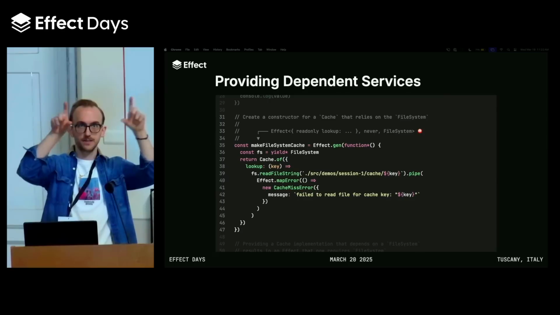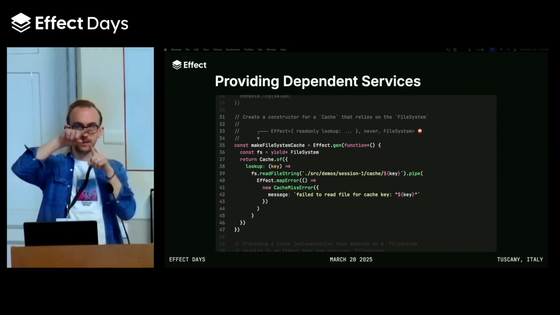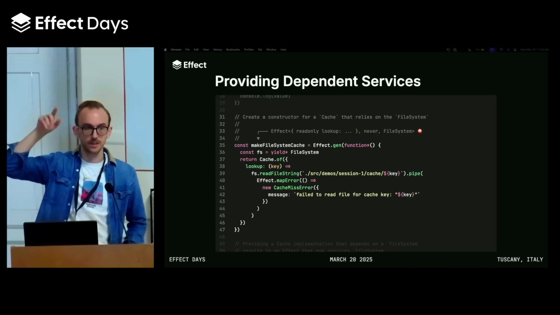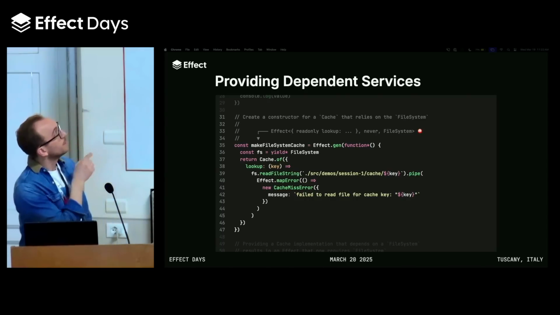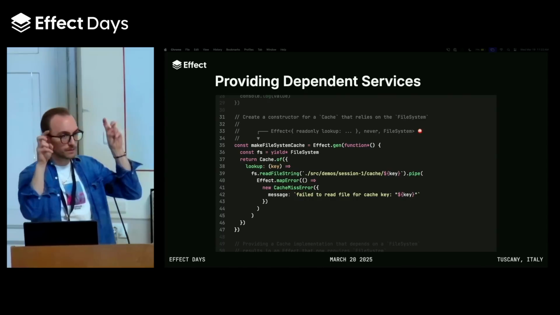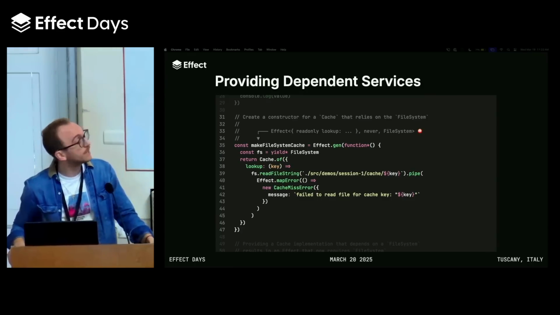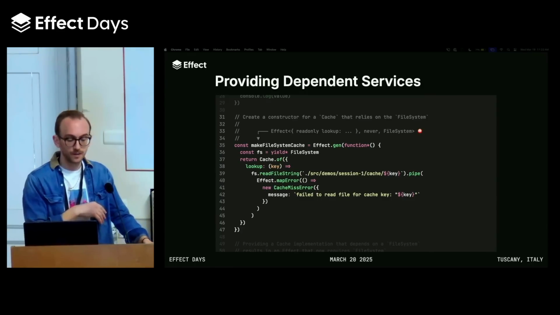You can access variables in the closure, and then in the methods you expose from any returned object, you can modify variables in the closure. It's kind of the same thing here. We're yielding the file system in the quote unquote closure of the generator, and then we're returning the implementation of the cache from this generator.